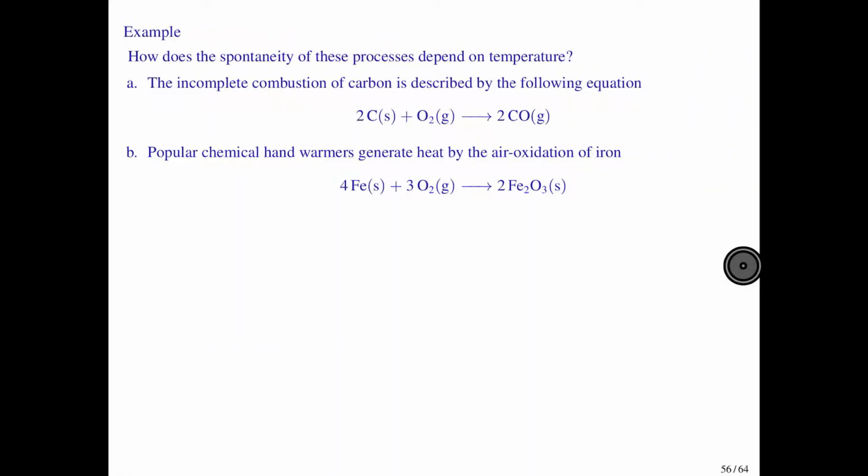Here we have some examples where we need to apply that criterion. And so we're being asked to discuss the spontaneity of these reactions in terms of delta G. And so here we have an incomplete combustion reaction. Okay, combustion reactions are exothermic, so this reaction is going to have a negative delta H value. But if we count up the number of moles of gas, we see that we've got 1 mole of gas on the reactants and 2 moles of gas on the product. So this reaction creates entropy.